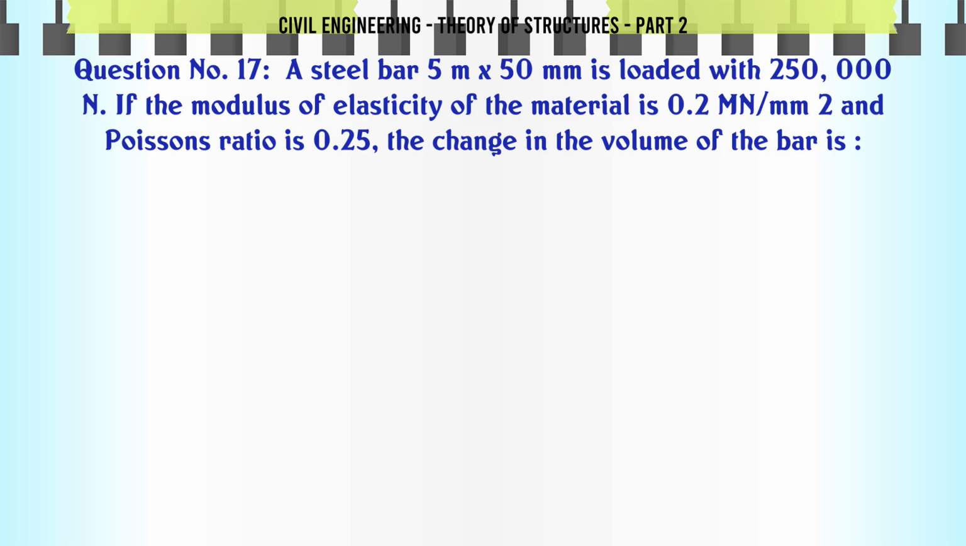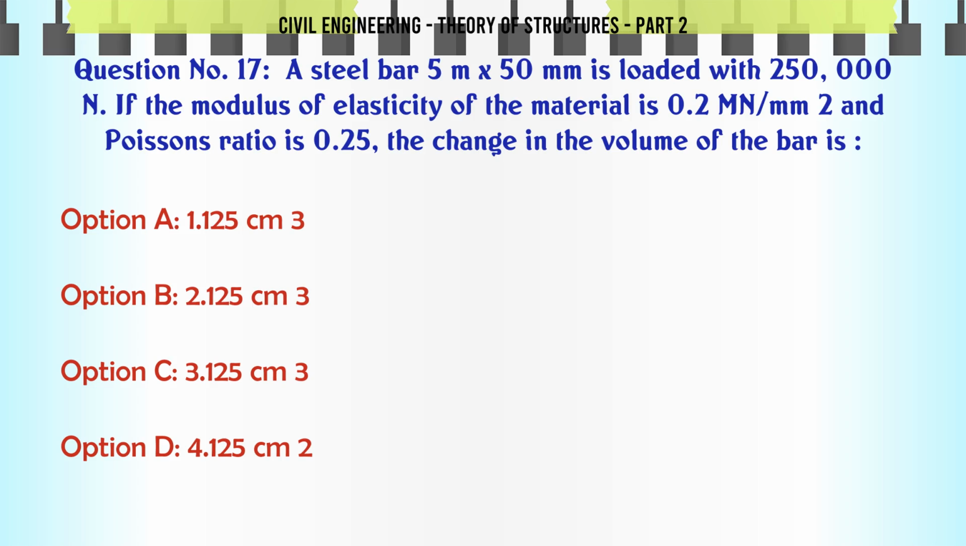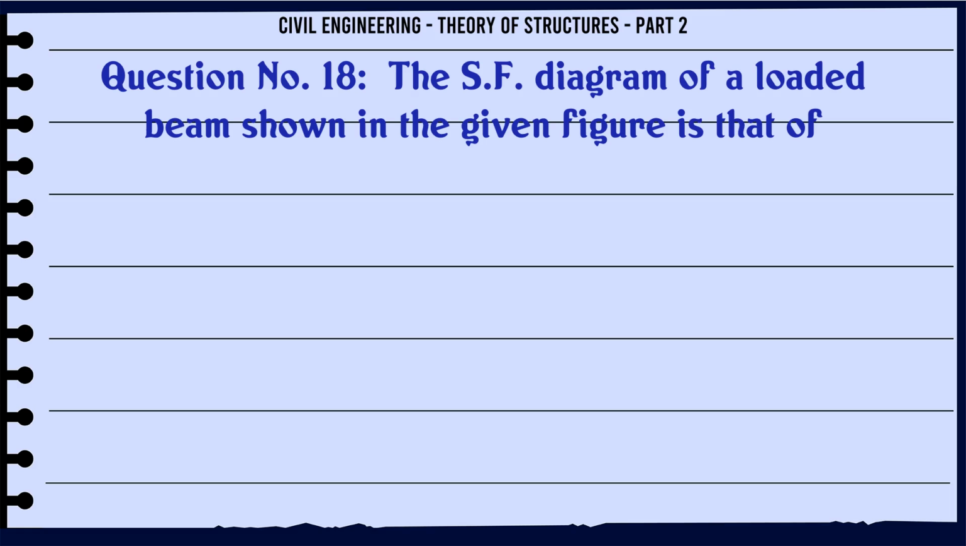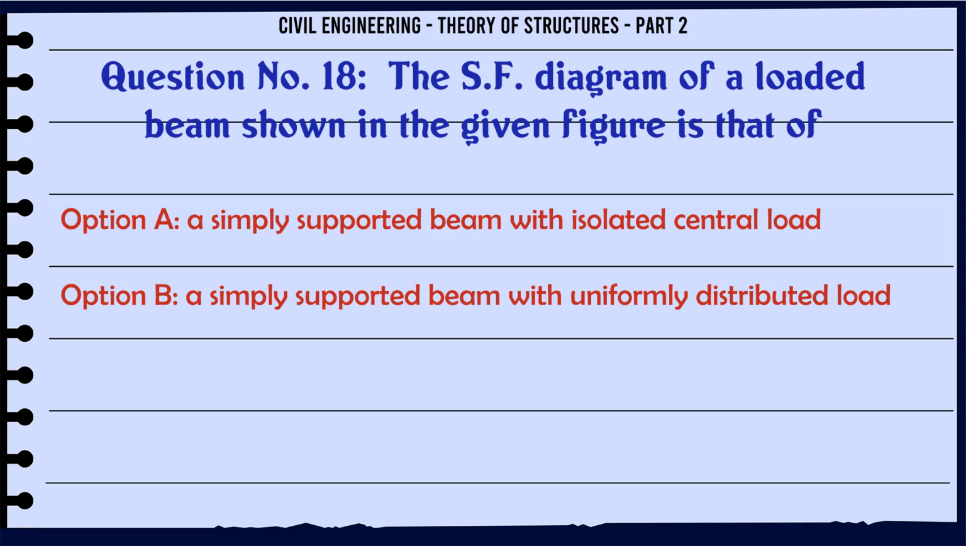A steel bar 5 m x 50 mm is loaded with 250,000 N. If the modulus of elasticity of the material is 0.2 x 10⁶ N/mm² and Poisson's ratio is 0.25, the change in the volume of the bar is A, 1.125 cm³, B, 2.125 cm³, C, 3.125 cm³, D, 4.125 cm³. The correct answer is 3.125 cm³.